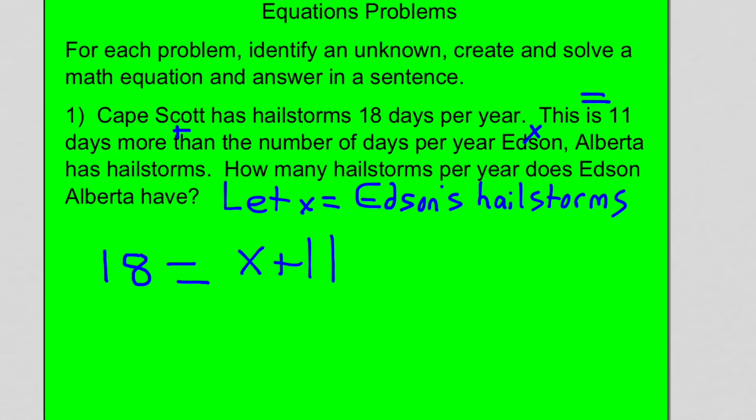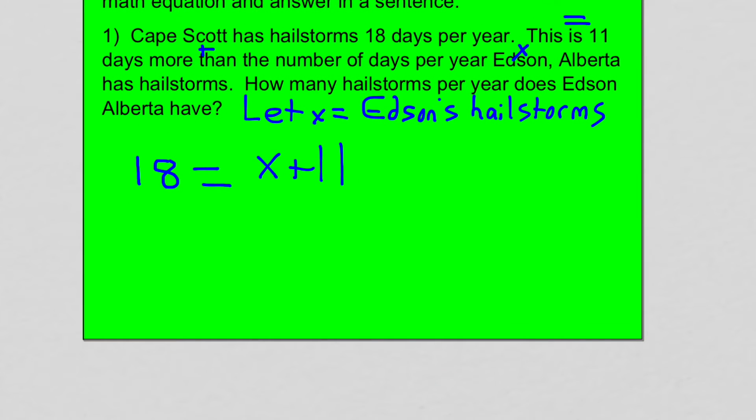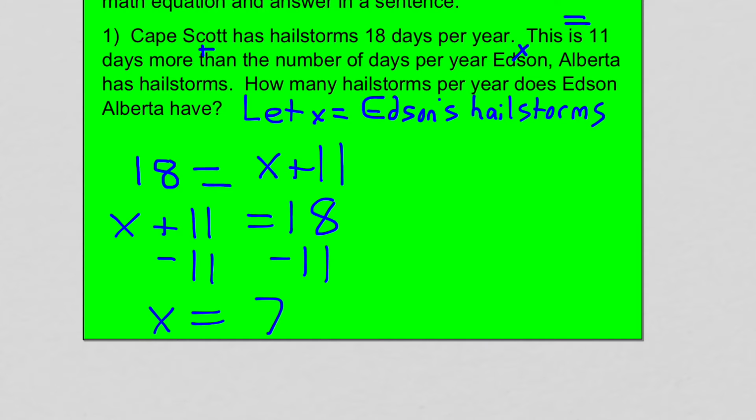So what we've just done is we've taken this English language and we've created a math equation out of it. 18, Cape Scott's hailstorms, is the number of days Edson has hailstorms per year plus 11. Or what might be simpler is to reverse it and have X plus 11 equals 18. And then we would just use our knowledge of equations to solve this. We'd do minus 11, and we get X equals 7. And we knew that answer already, but we're just applying some algebra to it.